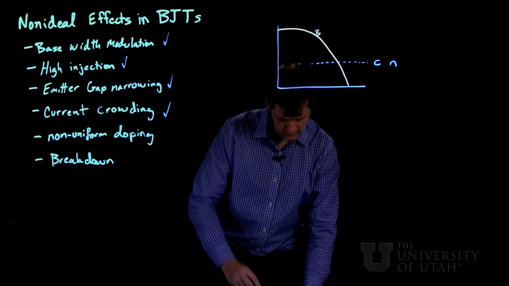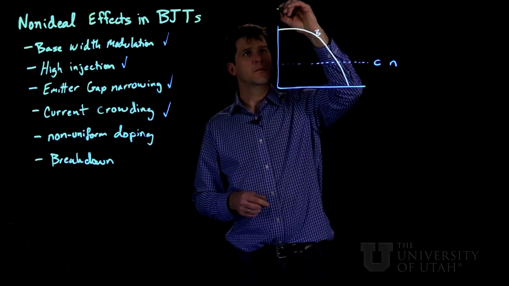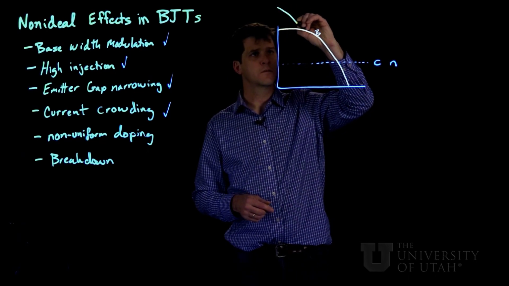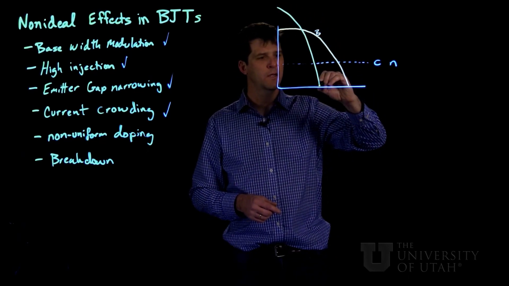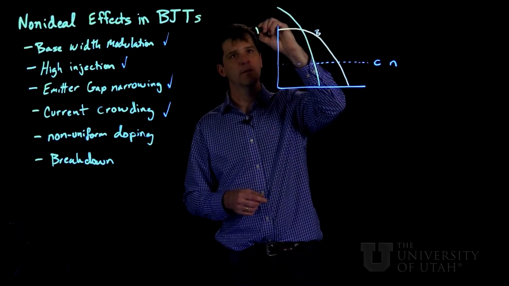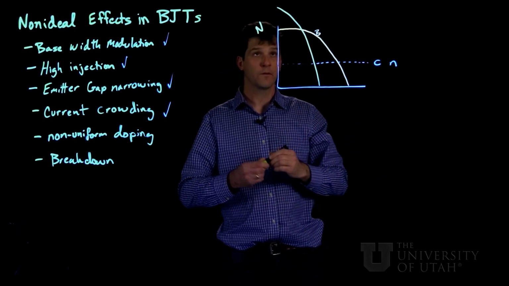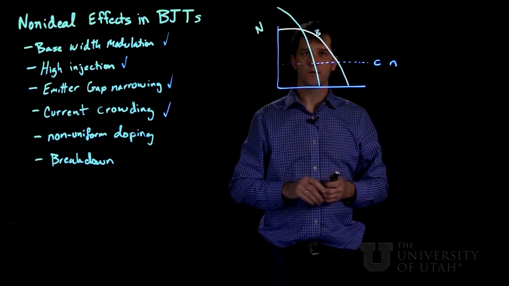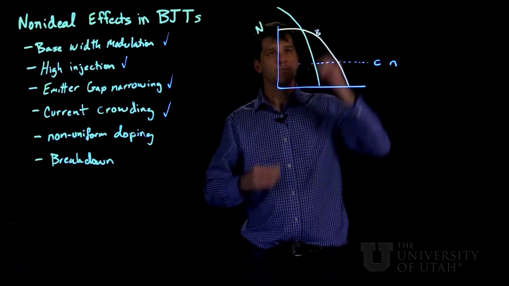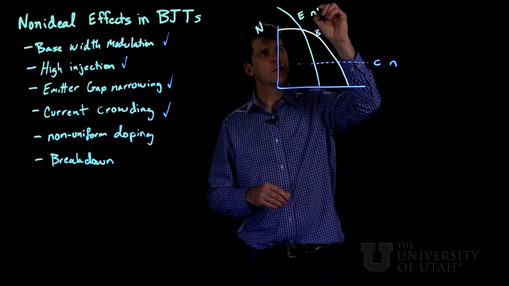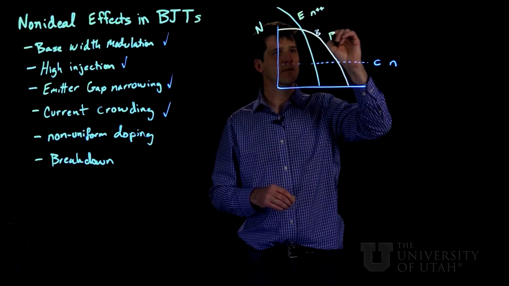And then the emitter can have a higher implanted dose, but a shallower range in the device. So this is our emitter N++, this is our base P+.